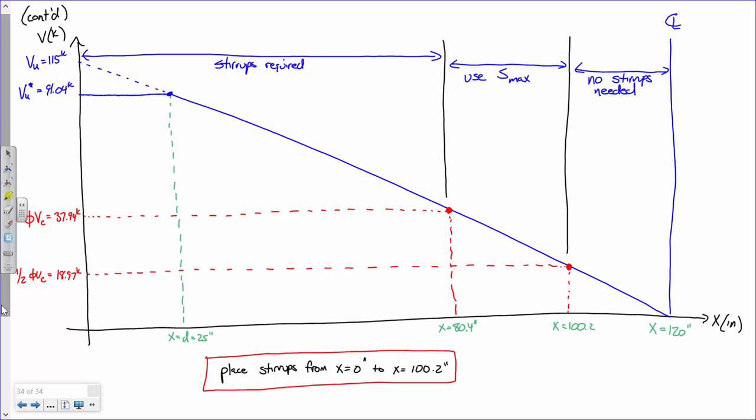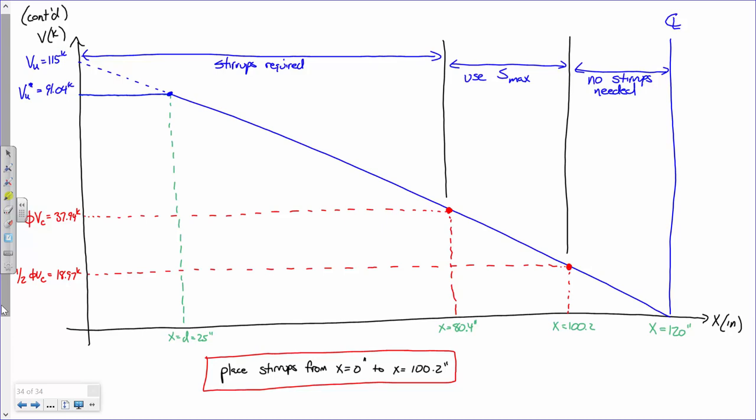Why am I stopping at 100.2? Once I hit 100.2, what's the shear value? It's half a phi Vc. Any time that the shear is less than half a phi Vc, we really don't need stirrups. But ACI says, I don't care if the concrete can carry the shear by itself here. If the beam were to fail in shear and there are no stirrups, it fails quite suddenly. So as a measure of safety, ACI says you still have to provide stirrups in this region. But anywhere beyond x equals 100.2, essentially this region, we don't need any stirrups at all. So that's going to be a guiding principle for the focus of our design.